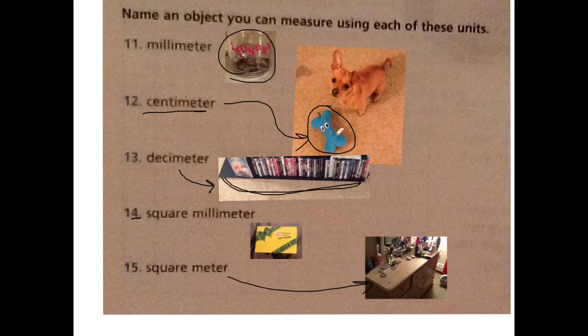For number 14, it asked for square millimeters. So there I thought I could do a Subway gift card and measure the area of that front side of the gift card in square millimeters. Remember, anytime it's squared, you're looking at area. So number 15, something similar, squared, so I know that it's looking at area, but this time it's meters, so I needed a larger object. So I decided to take a picture of my dresser, and I would measure the top side here, the area, using square meters of my dresser.